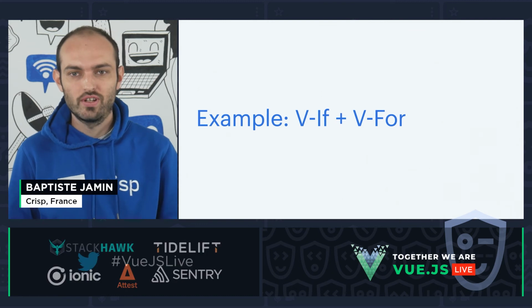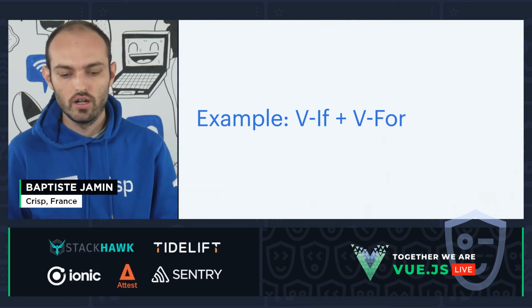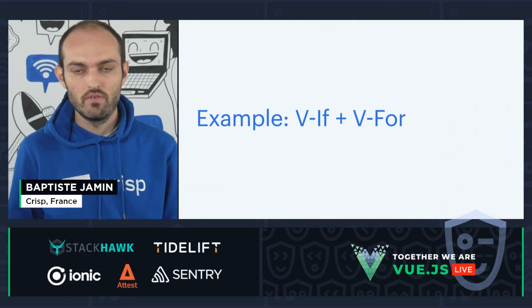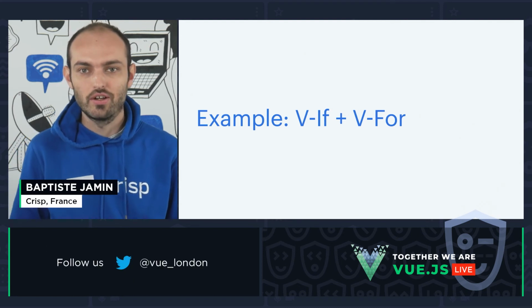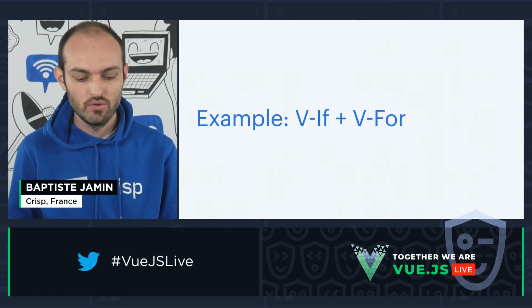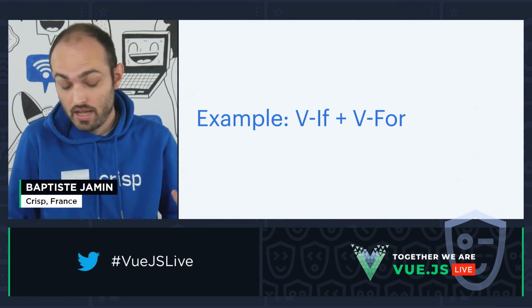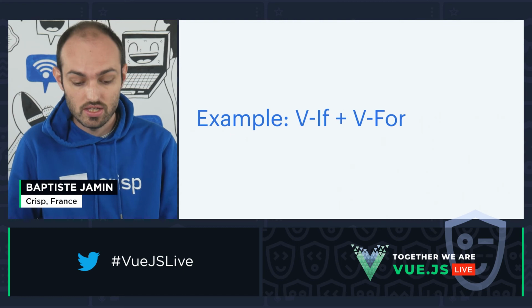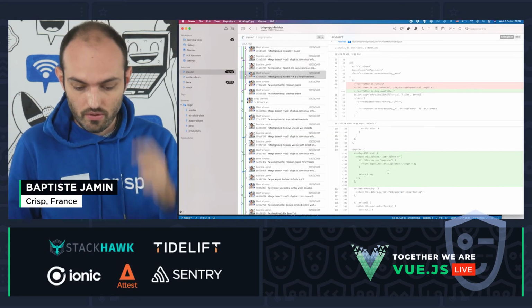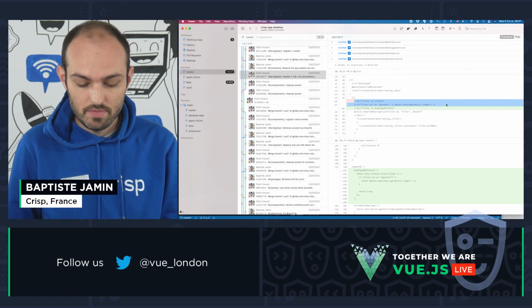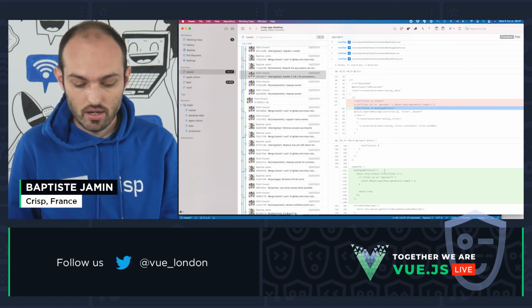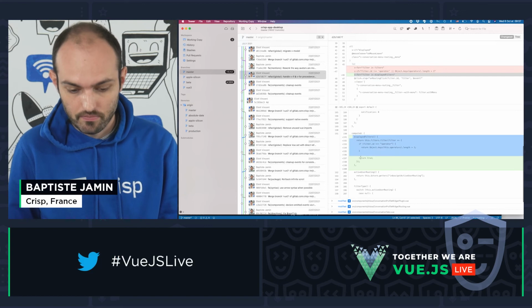Also, we discovered that it's not possible anymore to use a v-if with a v-for with Vue 3. And I do agree, it's not a good idea using the two with each other. But anyway, we've been using this. So we had to replace this behavior using computed properties.